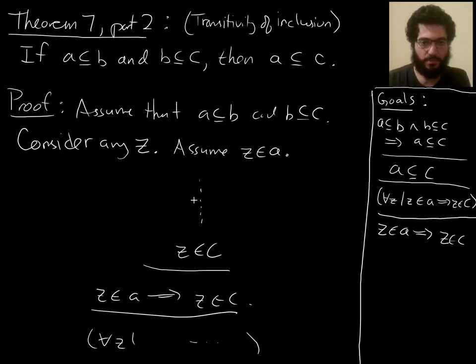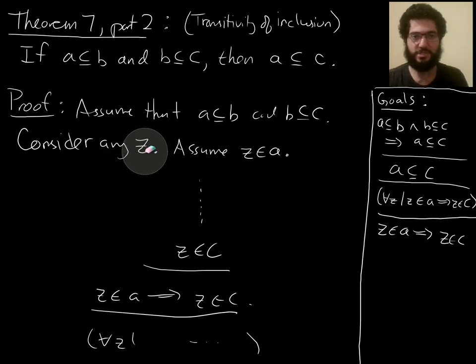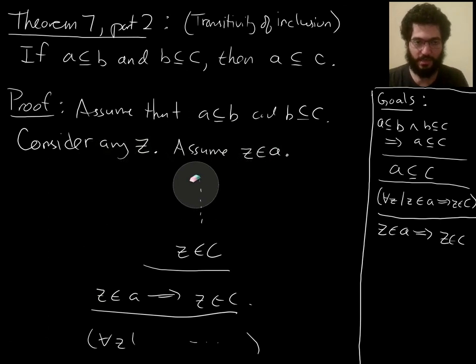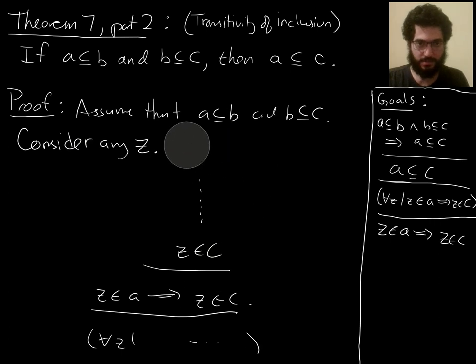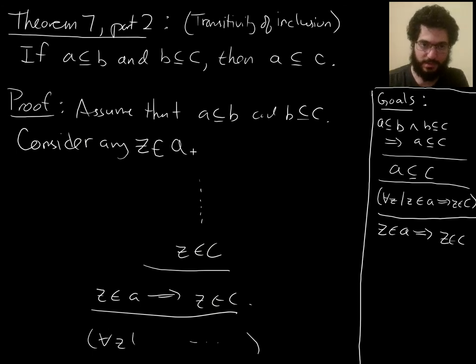Normally, the way that people do this is they make it a little bit more efficient by merging these two sentences. So instead of consider any Z, where Z is just anything, now assume Z is in A, instead they'll say consider any Z that is in A. So consider any Z such that Z is in A, or even shorter, consider any Z in A.